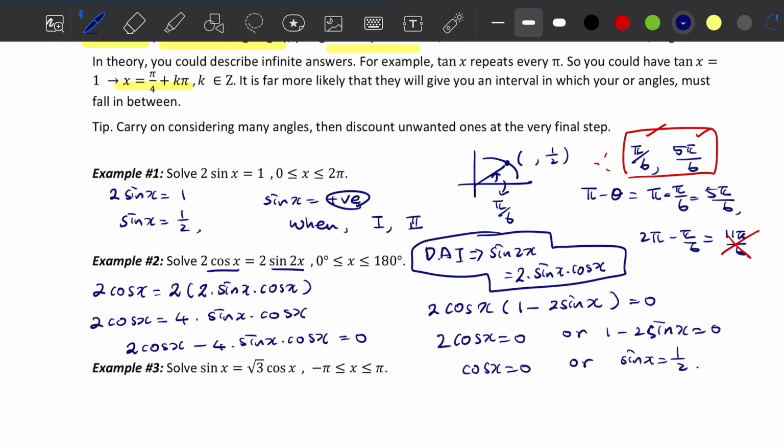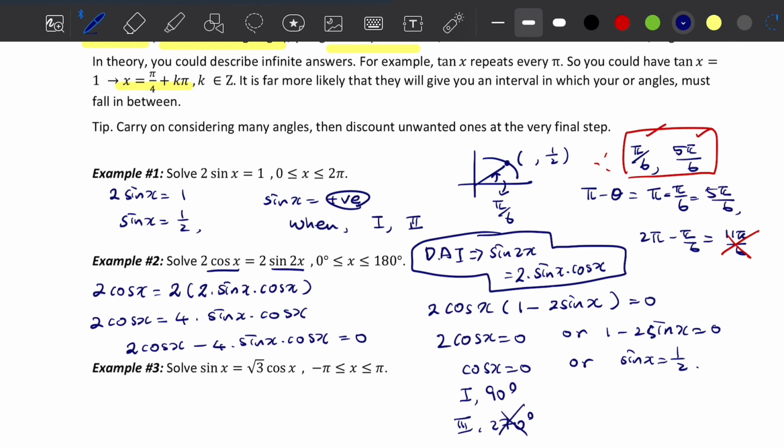Once you reach this point, you know that cos x equals 0 at the first quadrant, which is 90 degrees. Also cosine is zero in the third quadrant, which gives us 270 degrees. It is definitely greater than 180, so 270 is not a correct answer, right?